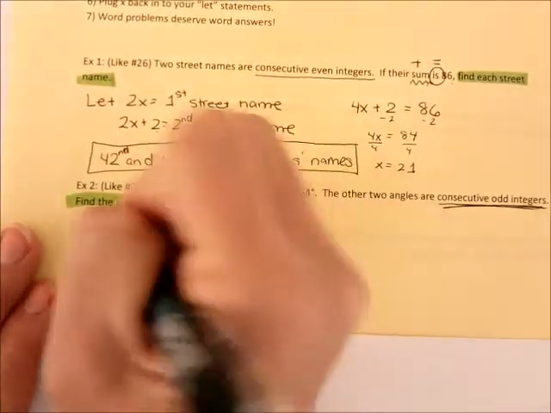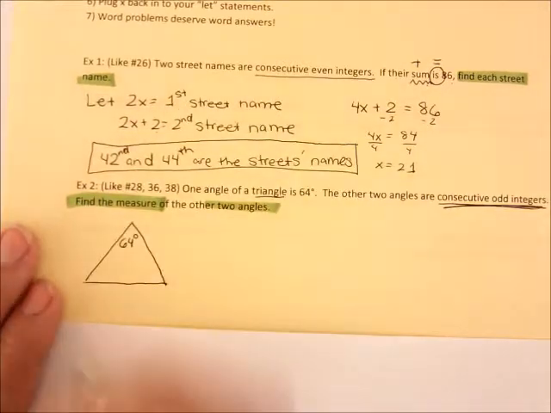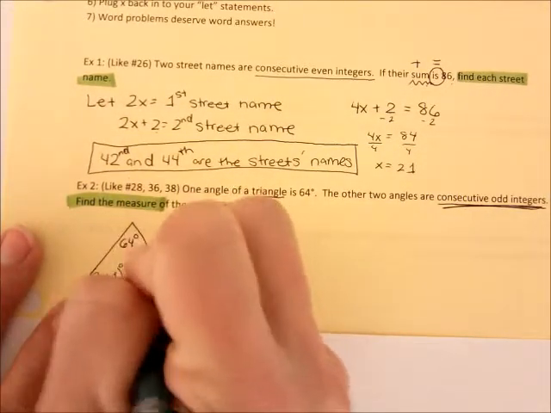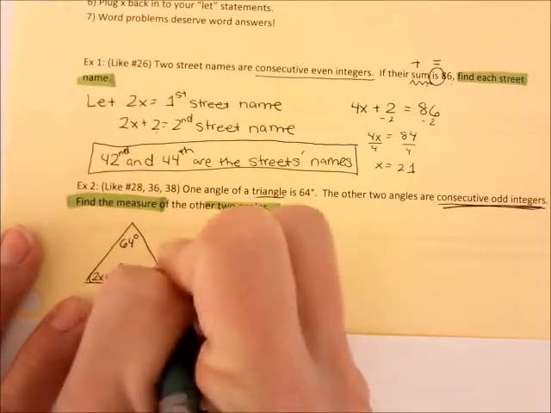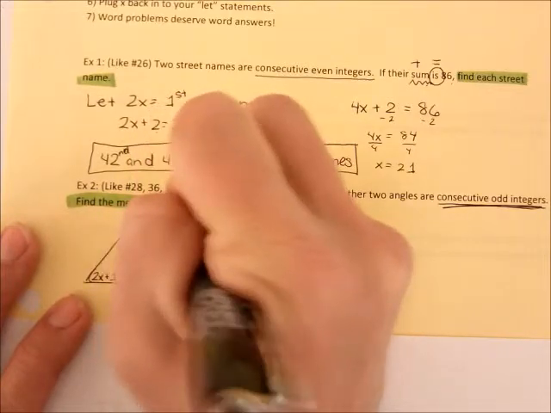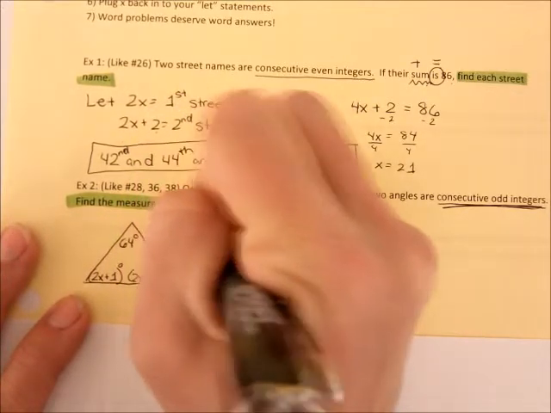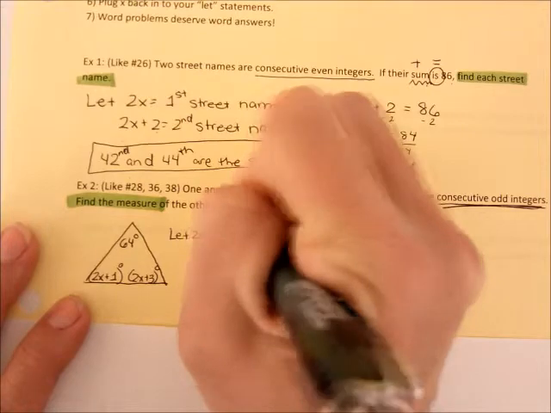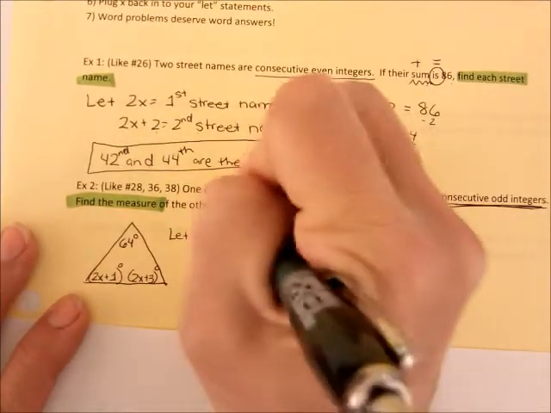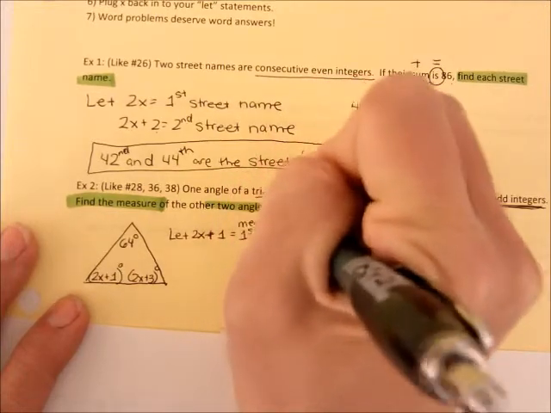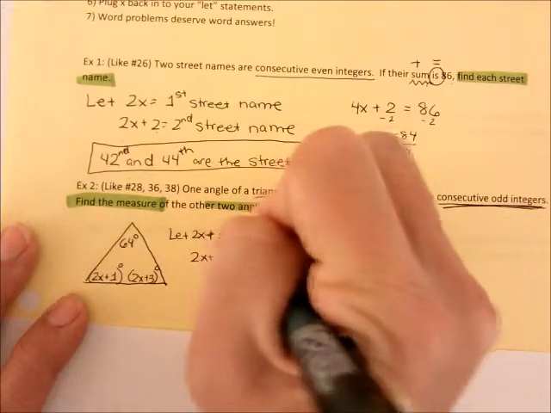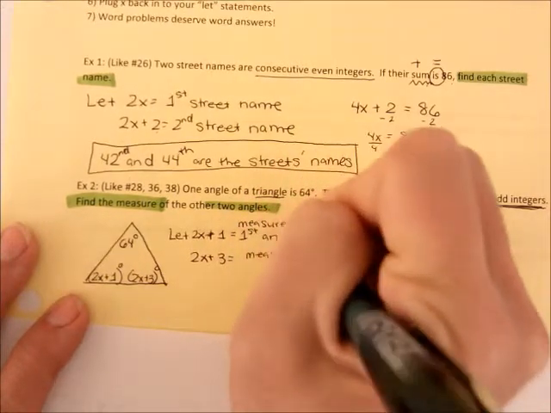One angle is 64 degrees. You said one is 2x plus 1, and the other is 2x plus 3. Now let me write that into a let statement. Let 2x plus 1 equal the first angle. I should put measure of the first angle to get specific. And let 2x plus 3 equal the measure of the second angle.